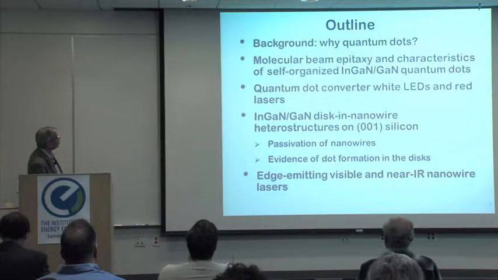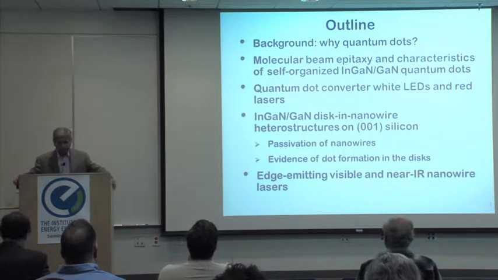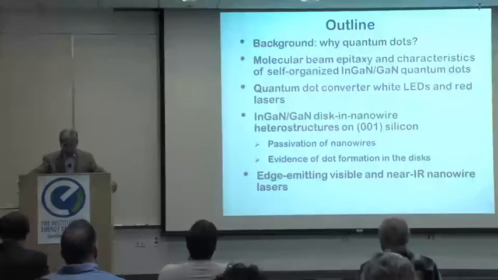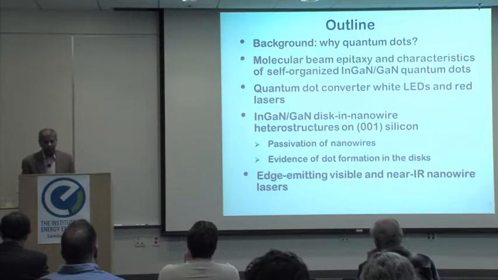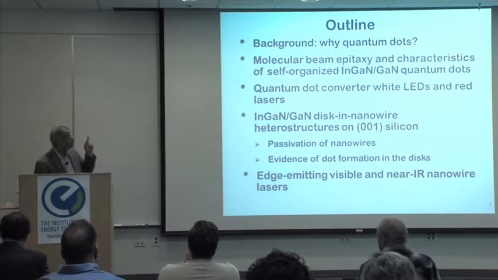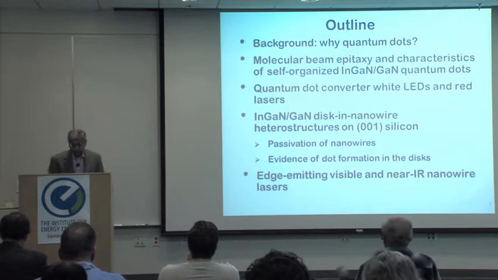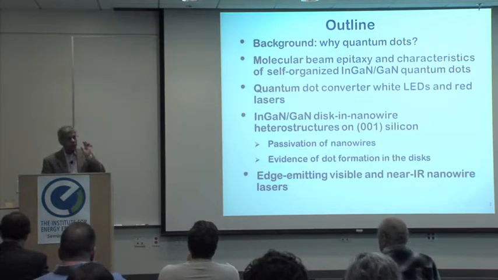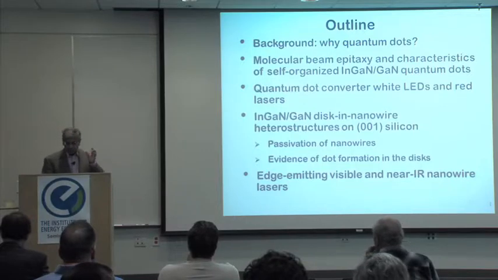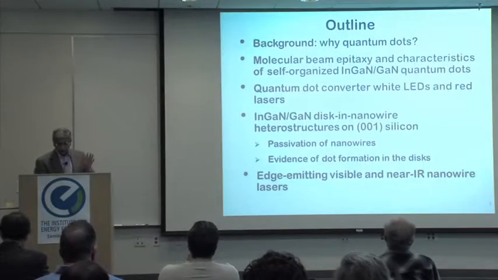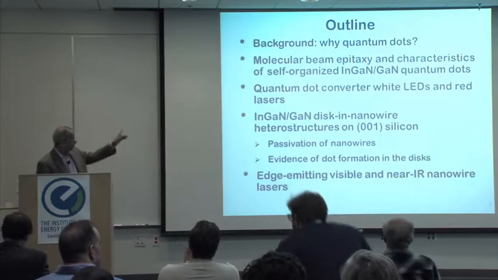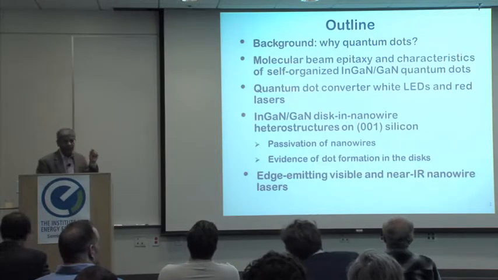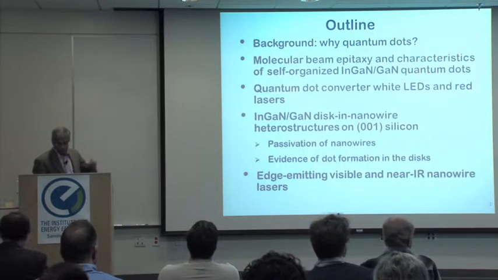So why do we want to use quantum dots in the nitride system? I'll give you a brief background of that. The molecular beam epitaxy and characteristics of self-organized InGaN/GaN quantum dots. I'll give an example with 2 devices. One is an interesting device: a white all-quantum-dot converter white LED, where we don't need to use phosphors and all that. And then red lasers. Red is a color that's very difficult to achieve with quantum wells.